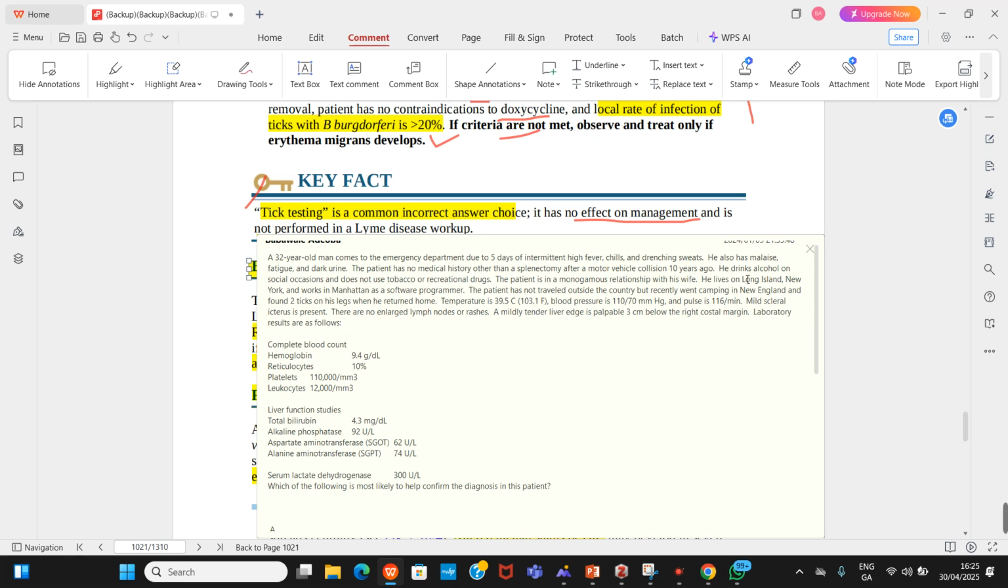We can see the feature of hemolysis here. The guy is having fever, chills, just like we are expecting in someone with malaria. Then the person is having dark urine, so that means there's hemolysis. And they told us that this guy has a risk factor: he had undergone splenectomy, and he had not traveled outside the country, so it's not going to be malaria.